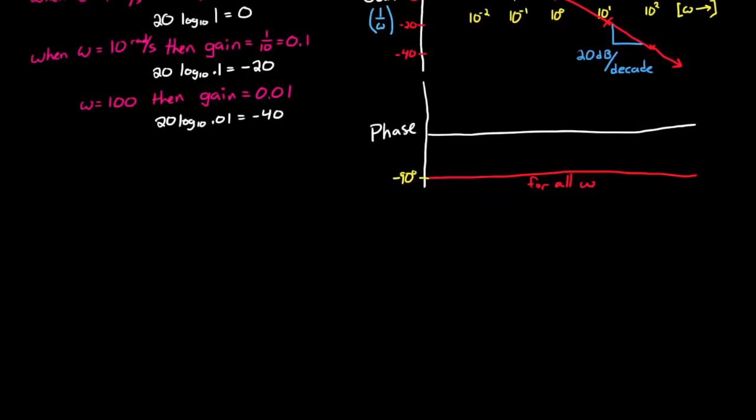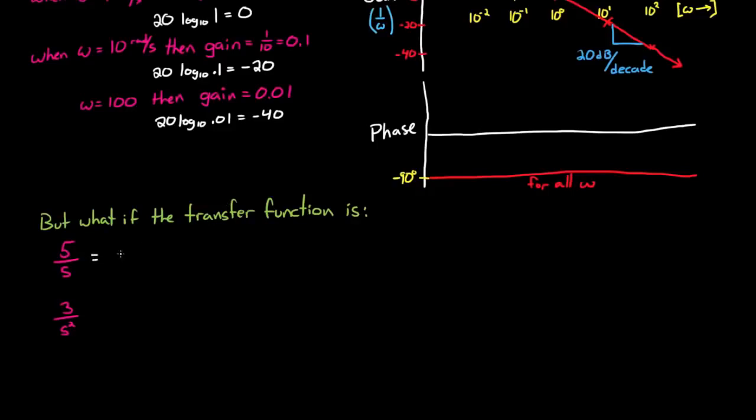But you might be asking right now, how often does the transfer function 1 over s arise all by itself? What if the function still has a pole at the origin but is slightly more complicated? For example, 5 divided by s, or 3 divided by s squared. Now how can you draw the Bode plot directly from this? Well, you can rewrite the first transfer function as a gain of 5 times 1 over s, and you can rewrite the second transfer function as a gain of 3 times 1 over s times 1 over s.